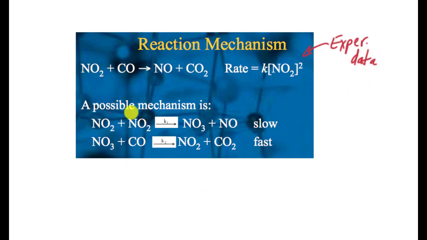Alright, now we come up with a possible mechanism. We say, as I said before, that these two particles come together and collide and produce the nitrogen trioxide. Then the nitrogen trioxide reacts with the carbon monoxide to produce the final products.